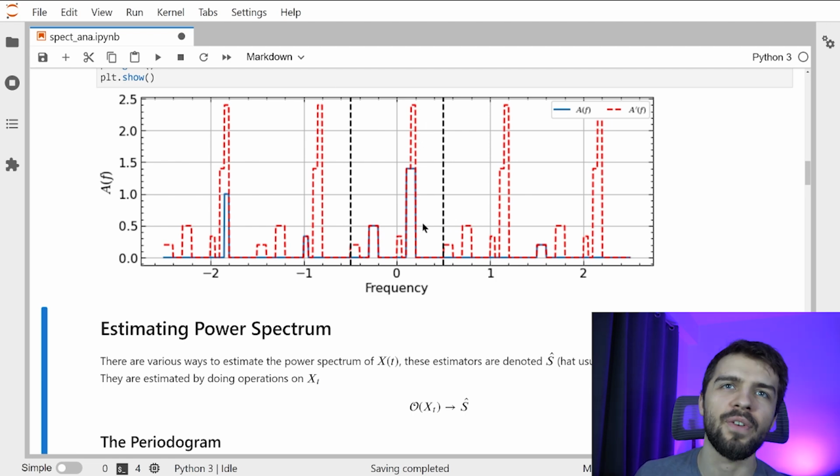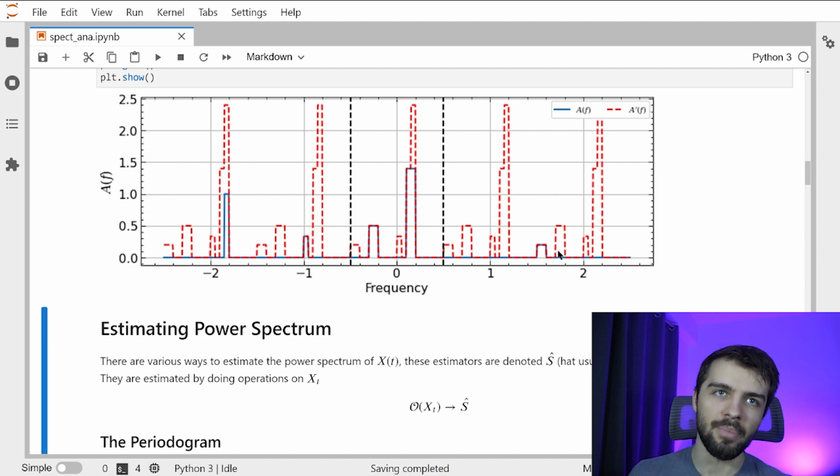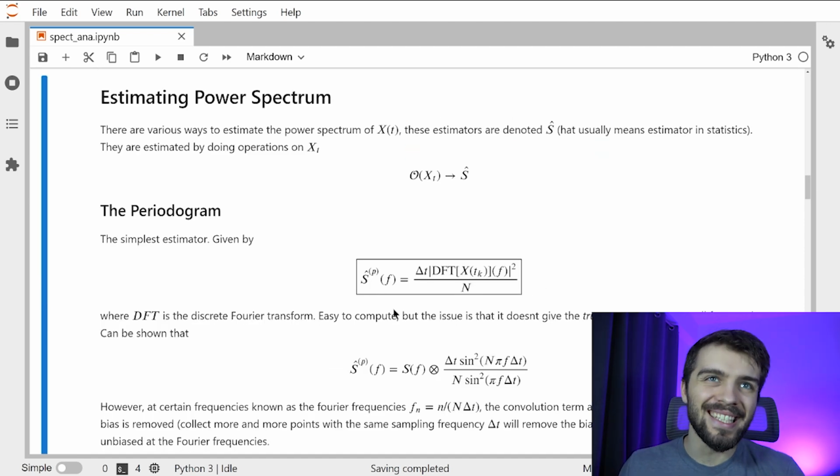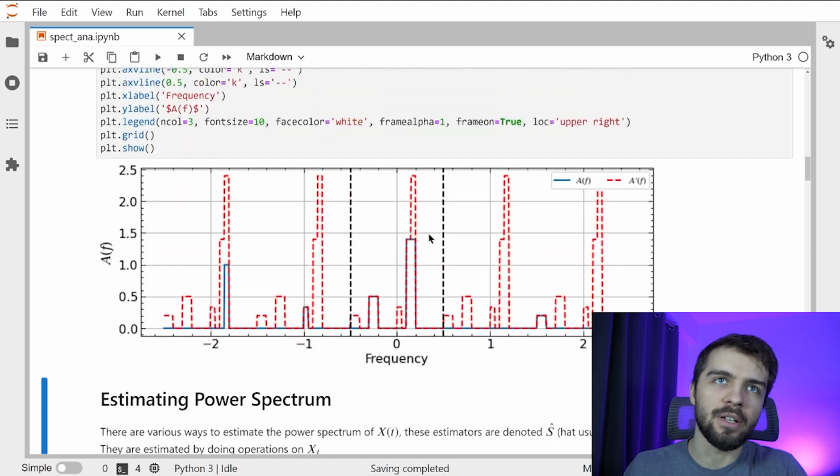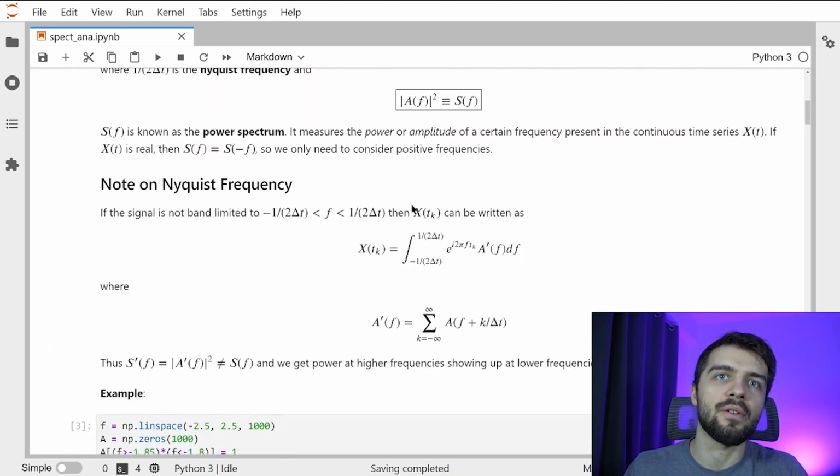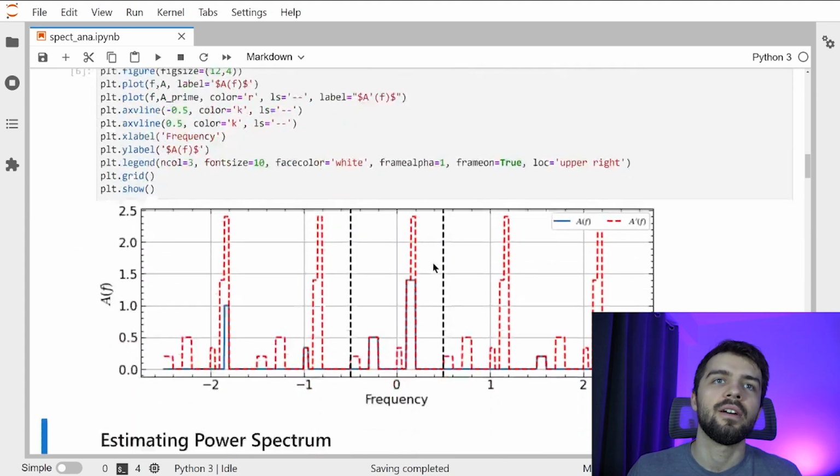So if I don't sample fast enough, I'm going to measure a spectrum, which is related to this, that has too much power at certain frequencies. And it's because I'm getting contributions from much higher frequencies that I'm sort of subsampling. So there are different ways to estimate the power spectrum. And these are denoted S hat. These are estimates of the spectrum S of f up here. We want to estimate it. We measure a time series. How do we get it?